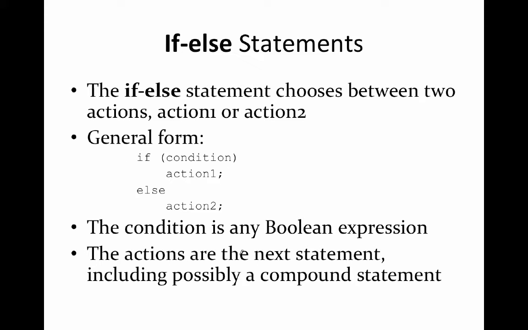The if-else statement chooses between two actions, which I'll call here action 1 or action 2. So the general form of an if-else statement is the reserved word if, then a condition in parentheses, so some relational or Boolean expression that is conceptually true or false, and then action 1, which is the next statement, else action 2. So the condition again is any Boolean expression. The actions are going to be the next statement, whatever that happens to be, including possibly a compound statement. So if you want the action to be more than one statement, just make it a compound statement by putting all of the statements in curly braces.